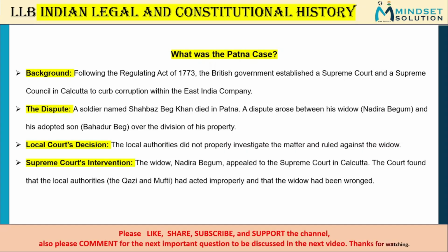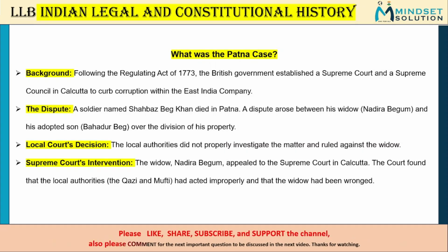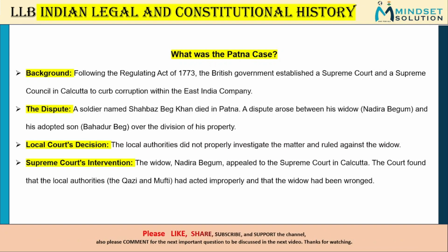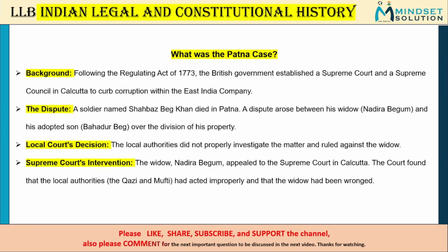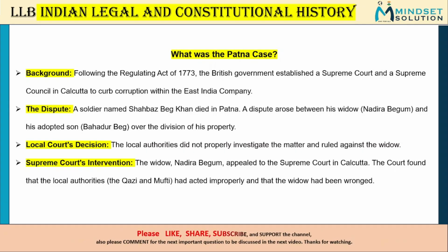Now the dispute. A soldier named Shahbaz Beg Khan died in Patna. A dispute arose between his widow Nadira Begum and his adopted son Bahadur Beg over the division of his property. Now the local court decision. The local authority did not properly investigate the matter and ruled against the widow. Supreme Court intervention. The widow Nadira Begum appealed to the Supreme Court in Calcutta. The court found that the local authorities, the Qazi and the Mufti, had acted improperly, and that the widow had been wronged.